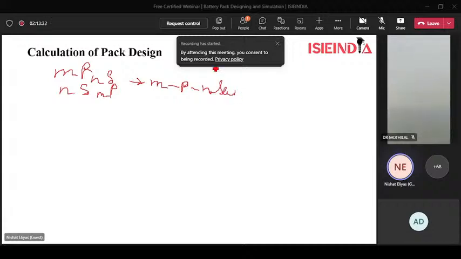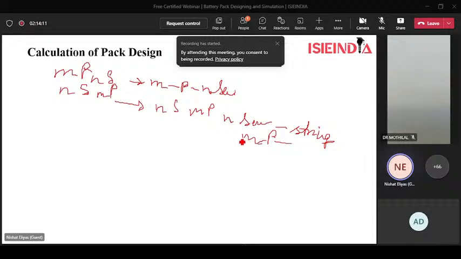When m number of cells make a parallel combination, then how many of these need to be connected in series? These are the requirements. We will look into the advantages of this arrangement also. And in case of the NSMP, n number of cells in series will make a string, and how many such strings need to be connected in parallel, that is m.